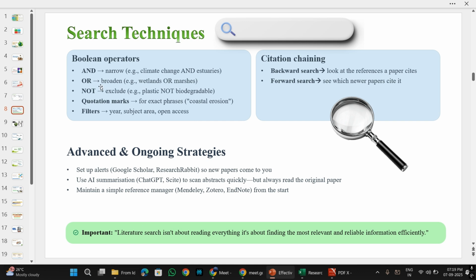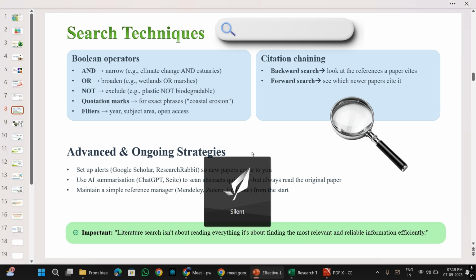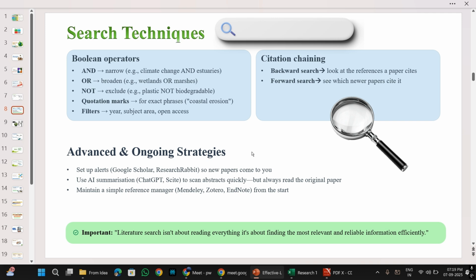For example, for the study that I was telling you, I can use land use land cover and change, or land use land cover and change and urban, right? Urban sprawl or something like that. Besides that, there is also or. Rather than using and, you can also use or. What or does, you have to identify the synonyms, right? For land use land cover, what are the other synonyms? Maybe its acronym is there, LULC. So what I will do, land use land cover or LULC.